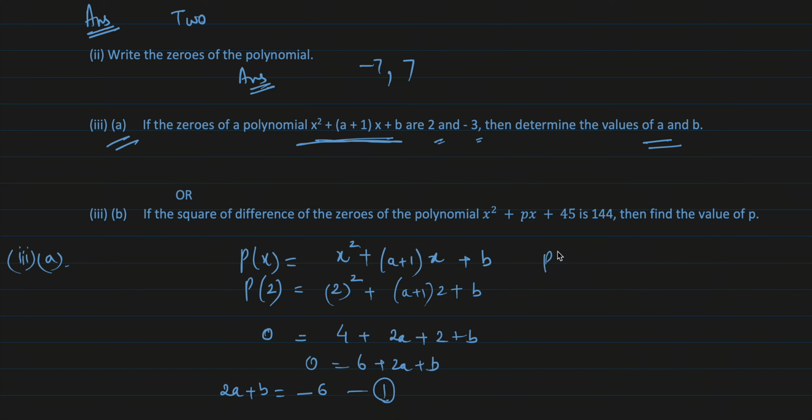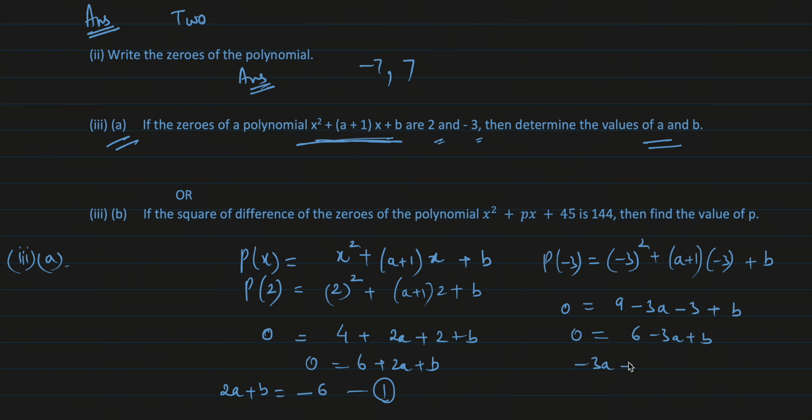Now when -3 is the 0, then instead of X I'll put -3 into -3 plus B. That's all. 0 will be 9 minus 3A minus 3 plus B. So it is 6 minus 3A plus B is 0. So I can say minus 3A plus B is -6, equation number 2.